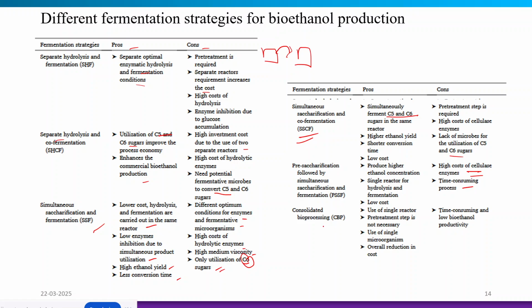In the last process, we are discussing consolidated bioprocessing. Here we use a single reactor and pretreatment is not necessary, so we are beneficial in that sense. Also we are using a single microorganism for the fermentation, and there is an overall reduction in the cost. But the main constraint is time. The process is time consuming, and there is lower bioethanol productivity.